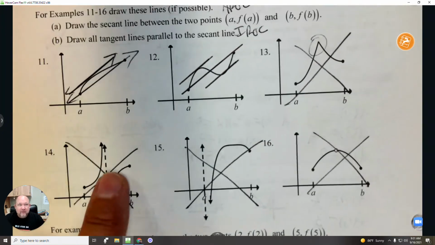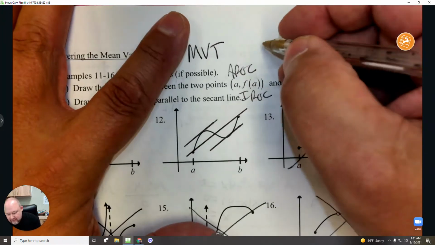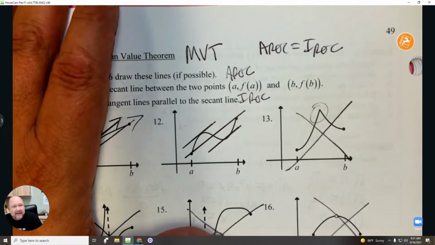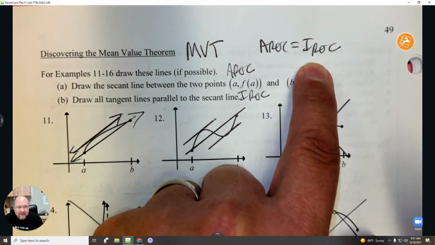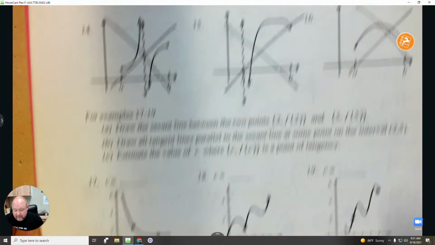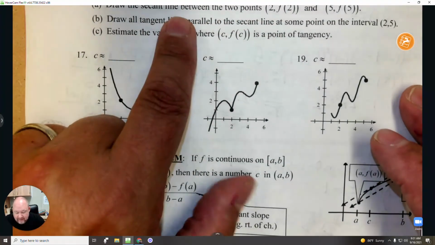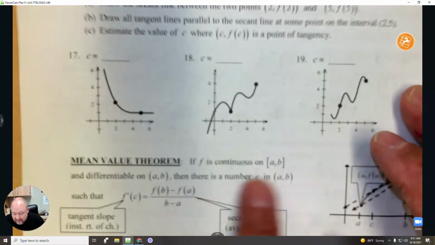And then we can see what the MVT is. This is really what it's saying. AROC equals IROC, at least at one point. And we're going to do that right now algebraically. Okay, for 17 to 19, it says draw the secant line between 2 and 5. So here's 2 and 5.